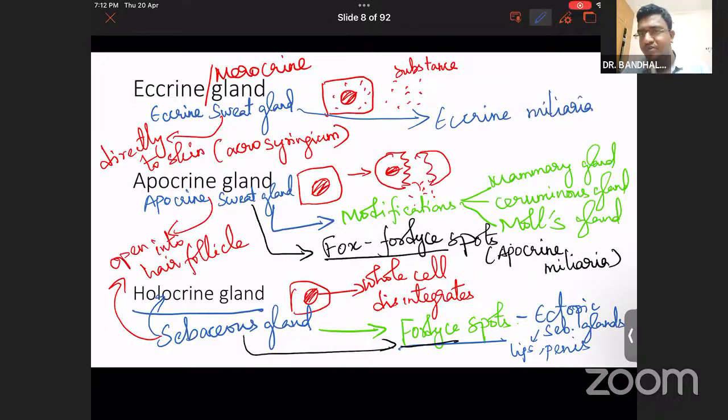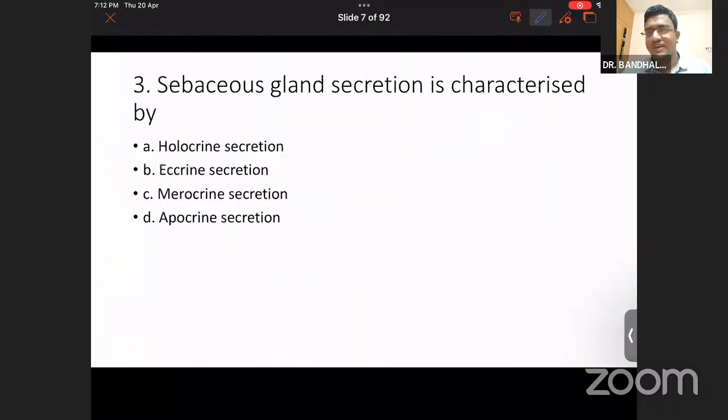These are things we should know from these topics: eccrine, apocrine, and holocrine glands. So now we can answer this question. Sebaceous gland secretion is characterized by holocrine secretion. Fine.